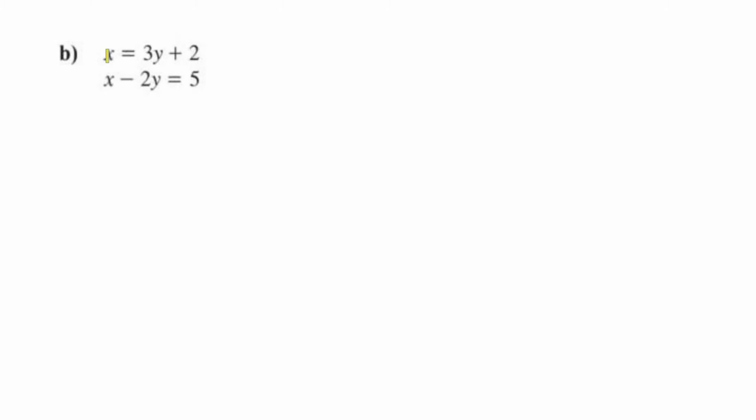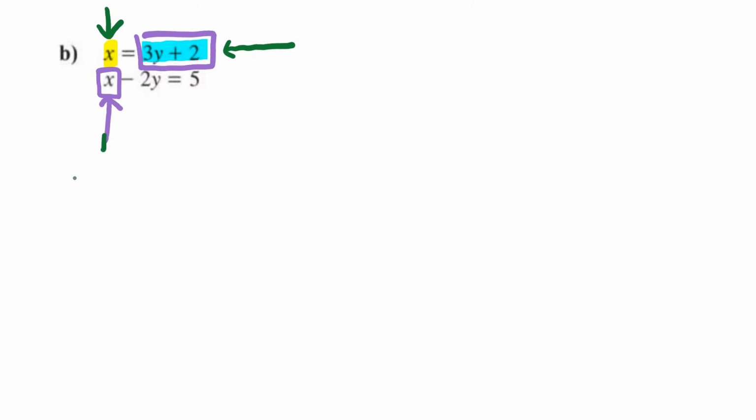The good thing for 1b is I see an x over here, and on the right-hand side I have 3y plus 2. So what I'm trying to say with this very first equation is that x has been isolated. It's all by itself on the left-hand side, which is great. On the second equation, I notice that there's an x there, right? So I can replace this x in the purple box with 3y plus 2. So let's go ahead and do that.